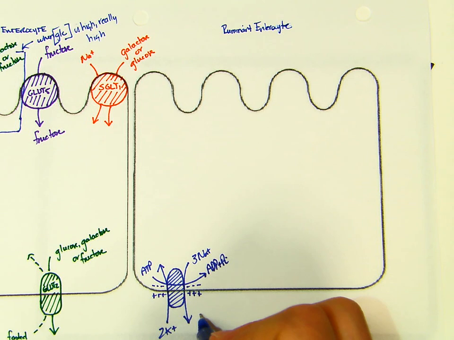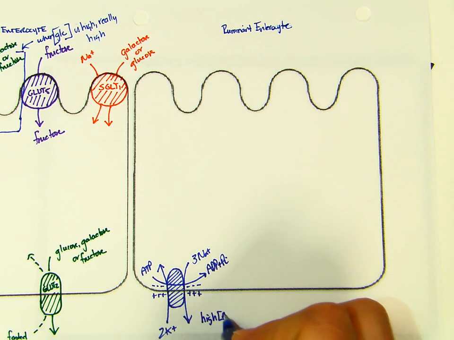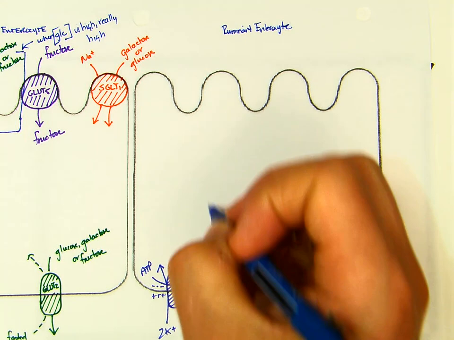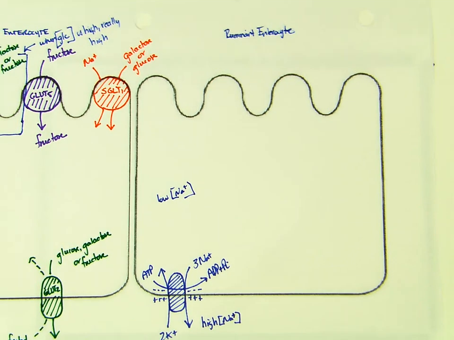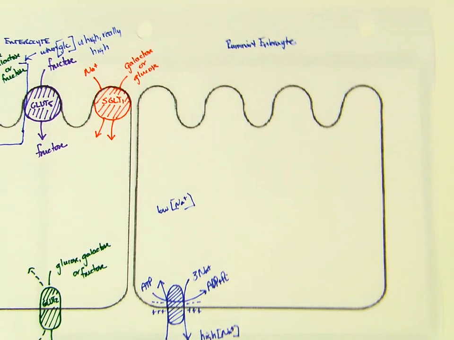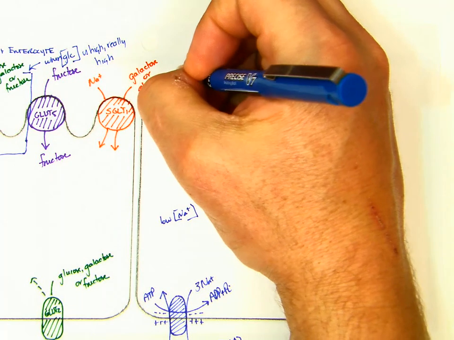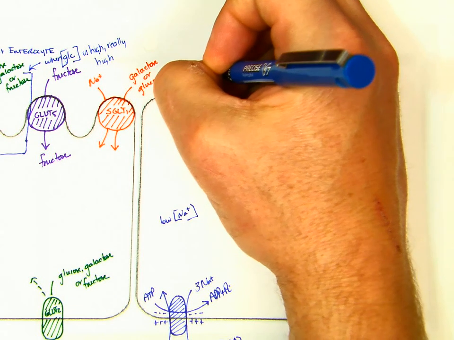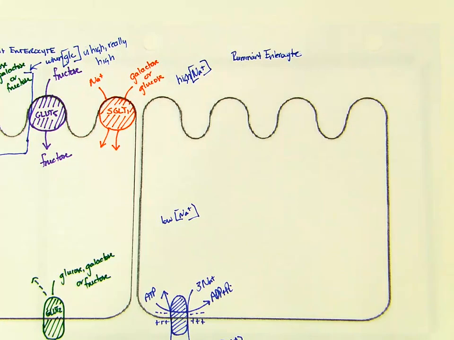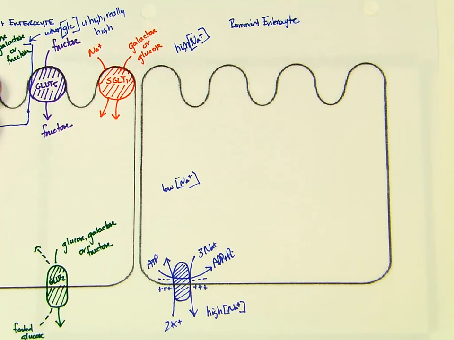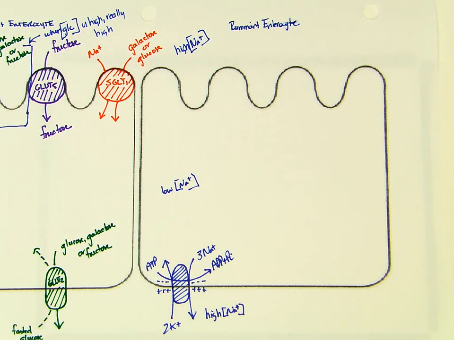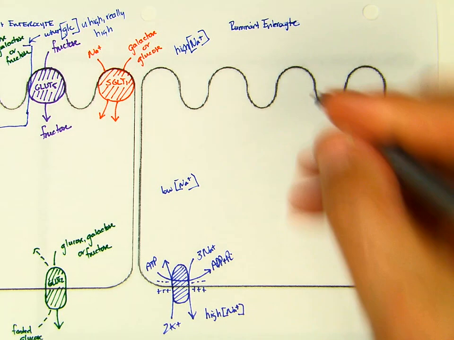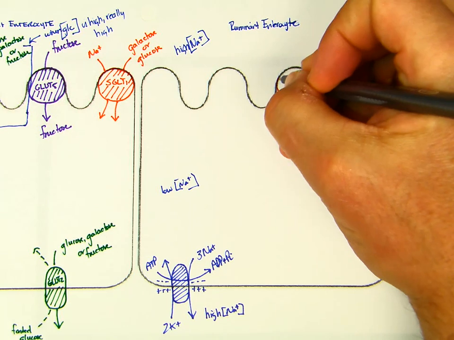We have high sodium concentration out here, low sodium concentration in there, and high sodium concentration out here. Okay, everybody should be good on that. So this one's going to be relatively simple. Only transporter we're really going to have is SGLT1 up here.